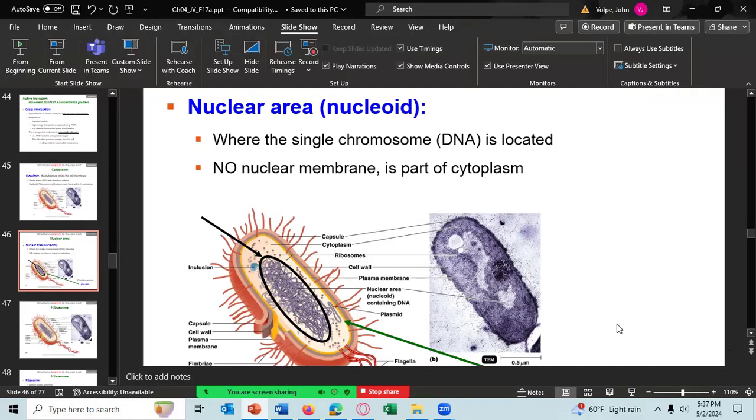The nucleoid region, or the nuclear area, is wherever the single chromosome DNA is located. There is no nuclear membrane to separate the cytoplasm from the nuclear area. It's wherever the DNA happens to float in the cytoplasm.